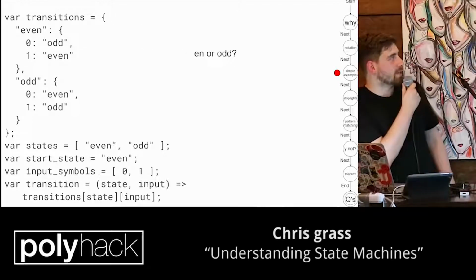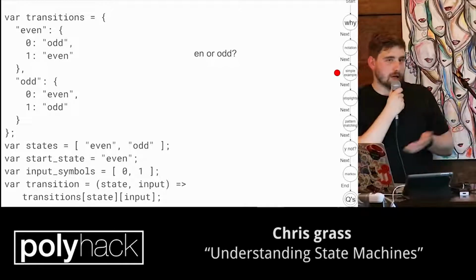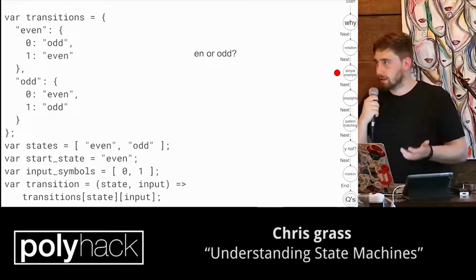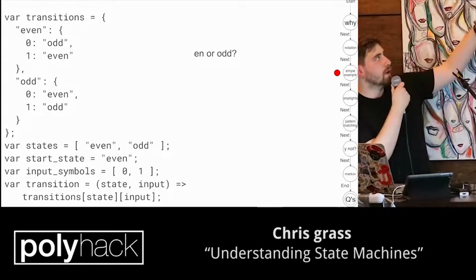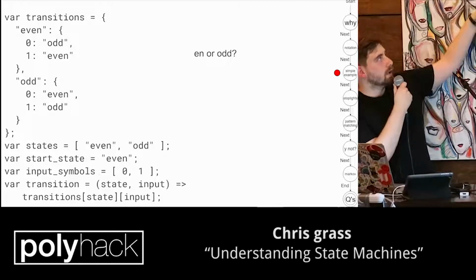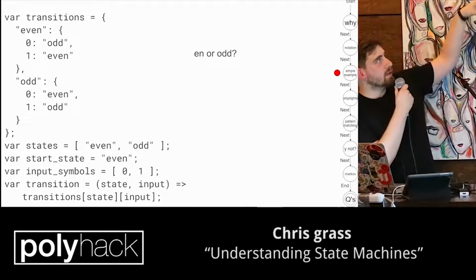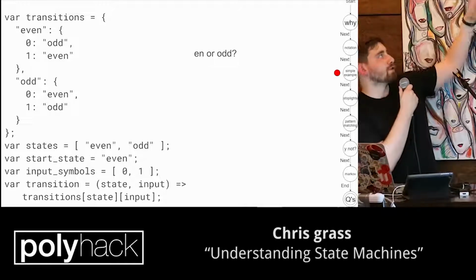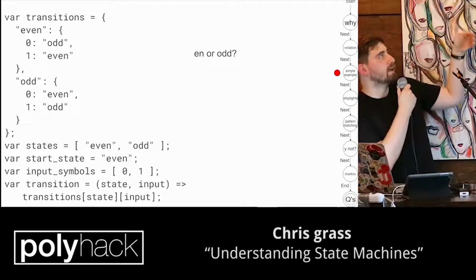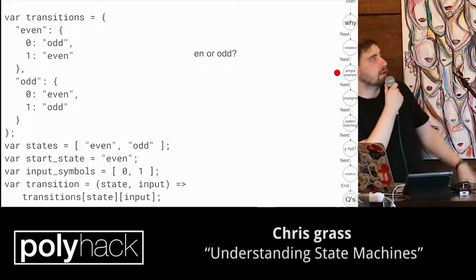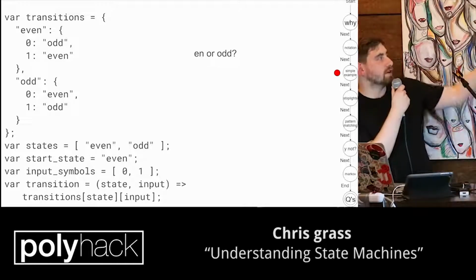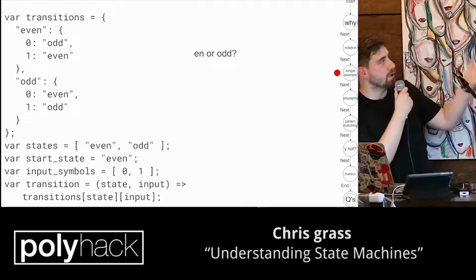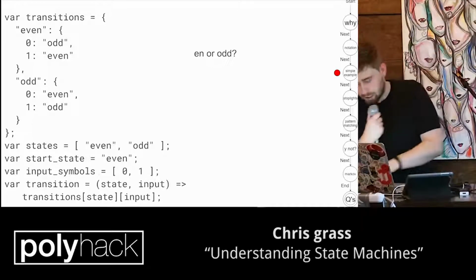I also came up with a simple code example because I know a lot of us are programmers. It's a bit more tangible. So here we have an object, transitions, and the keys would be the current state, and then those are also objects, and their keys would be the input character that they see, and their value would be the next state. And then you can see below that we have our states, our start state, our input symbols, and our transition function, which just takes the state and the input and returns the state from the object.